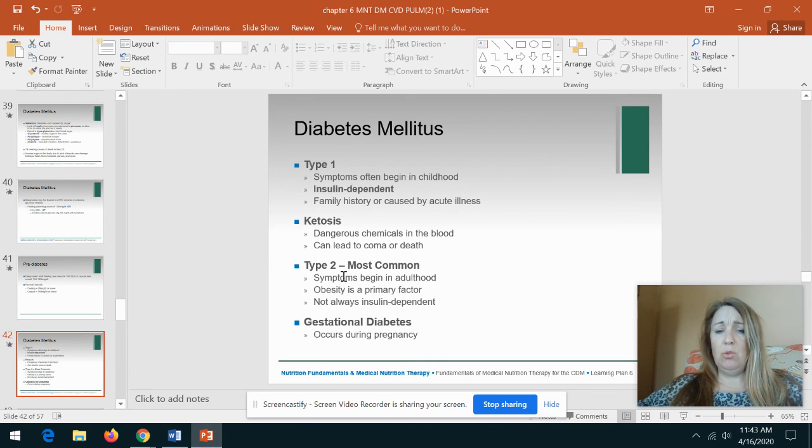So we see then type 2 diabetes, which is the most common. This is the type of diabetes that typically occurs because we're inactive or carrying around too much weight. We have a family history, or we're from a racial group that has a greater risk for type 2 diabetes, like Asian Pacific Islanders, Native Americans, Hispanics, and African Americans. Treatment for type 2 diabetes may require insulin.